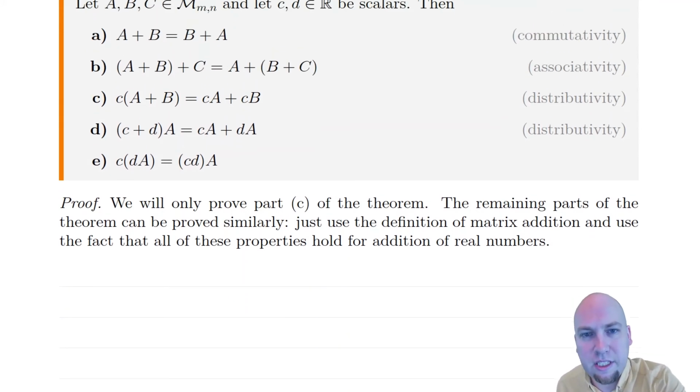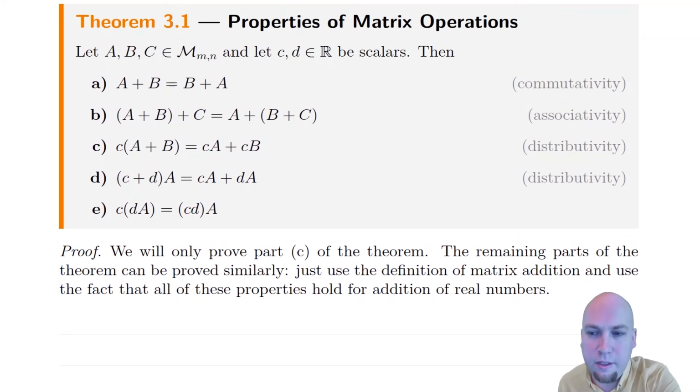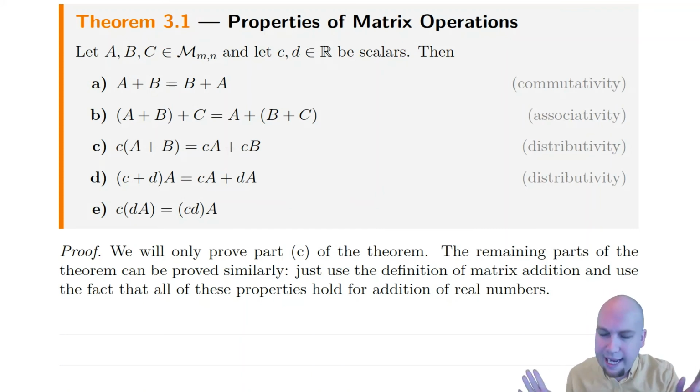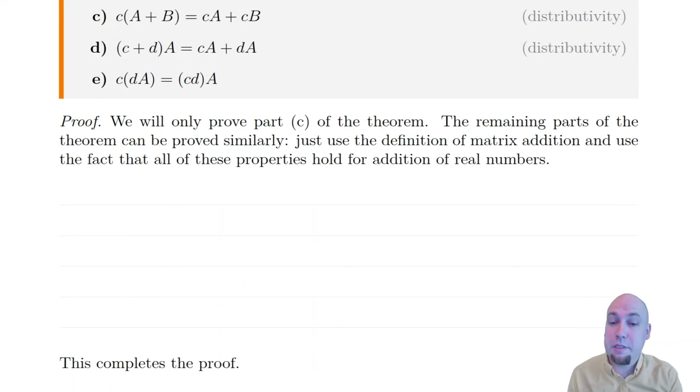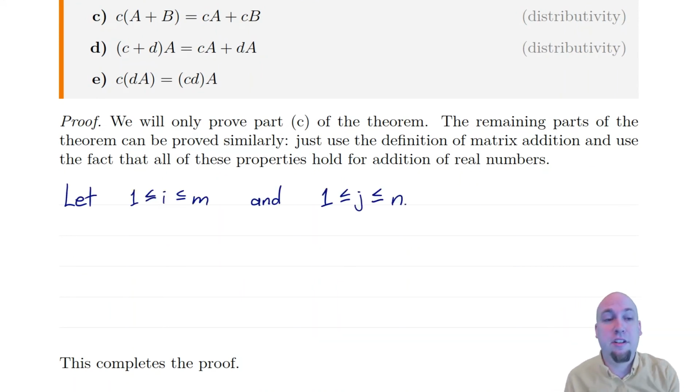Okay, so to show that they have the same size, there's not much we have to do, okay? The matrix on the left, because A, B, and C are all m by n, well, this matrix on the left is m by n, and this matrix on the right is m by n as well. Okay, so they have the same size, great. Okay, let's show that they have the same entries in the same spots as well, though. That's the other thing you have to do to show equality.